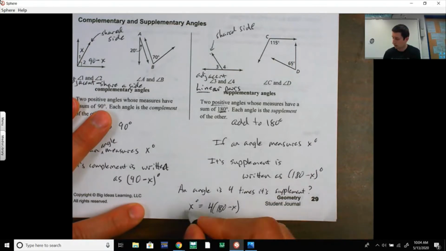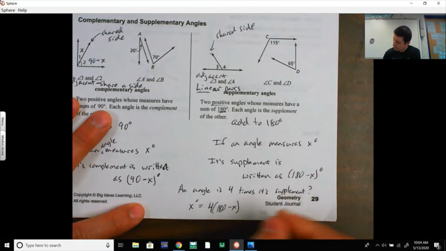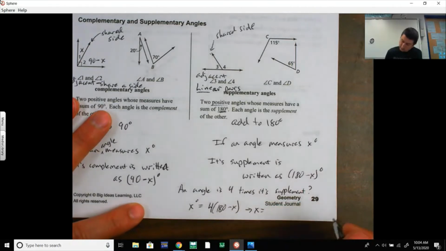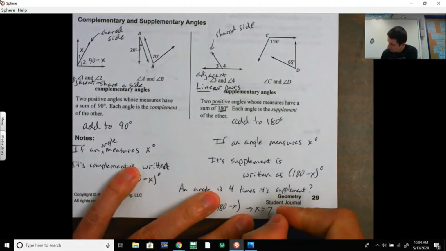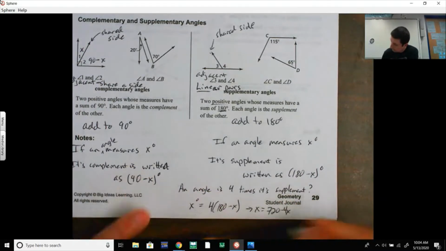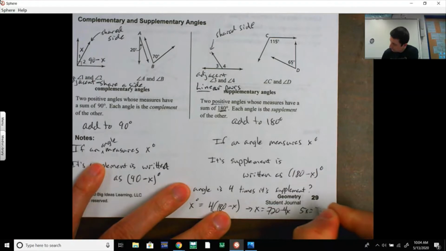Okay, so x degrees is 4 times its supplement, 180 minus x. So x equals 4 times 180, which would be... 4 times 100 is 400, 4 times 80 would be 320. So 400 plus 320 would be 720 minus 4x. Add the 4x over. We get 5x equals 720.